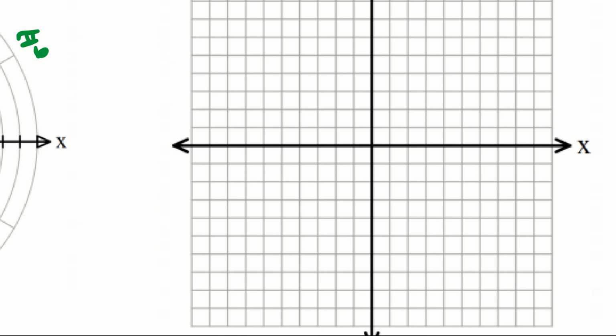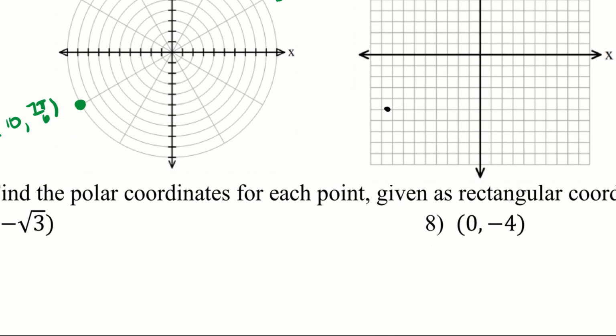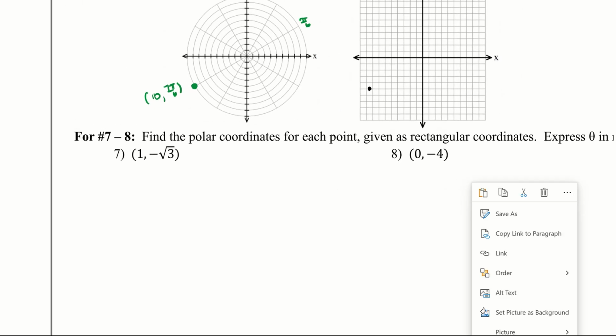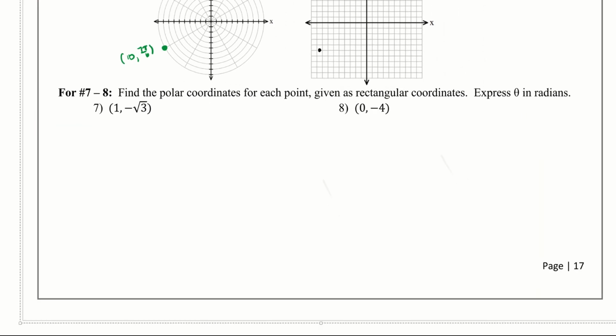Here's around negative 8.7 and then negative 5. And I just want to verify that those points seem to be in the same spot. I tried to make those graphs around the same scale so that we could compare, but that looks pretty good. All right, for these next ones, this time I'm given rectangular coordinates.